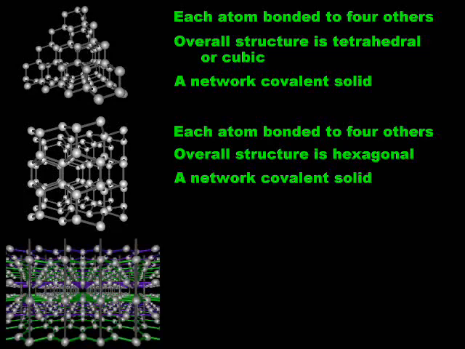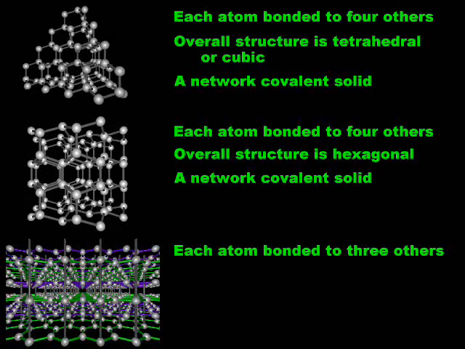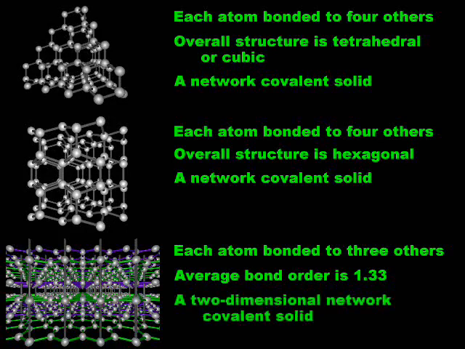Graphite consists of infinite two-dimensional layers of carbon atoms bonded into flat six-membered rings. Each carbon atom is bonded to three others by two single bonds and one double bond, giving an average bond order of 1.33. There is no chemical bonding between these layers, and graphite is said to be a two-dimensional network covalent solid.